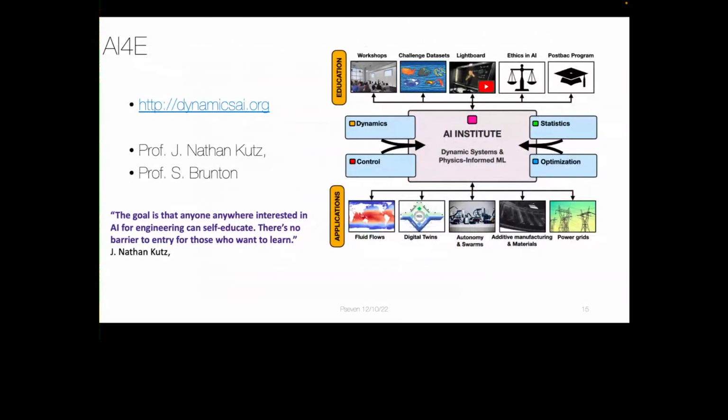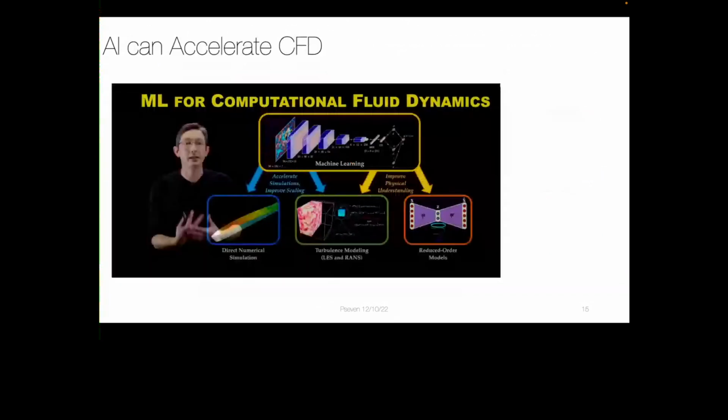Another example is the Dynamics AI Institute from the University of Washington, with Steve Brunton and Nathan Kutz. The goal here is that anyone, anywhere, interested in AI for engineering can self-educate. There is no barrier to entry for those who want to learn, and that's the main goal. Right now, open science and open research are capable of giving a lot of free materials to every engineer in the industry. And of course, AI can accelerate CFD.